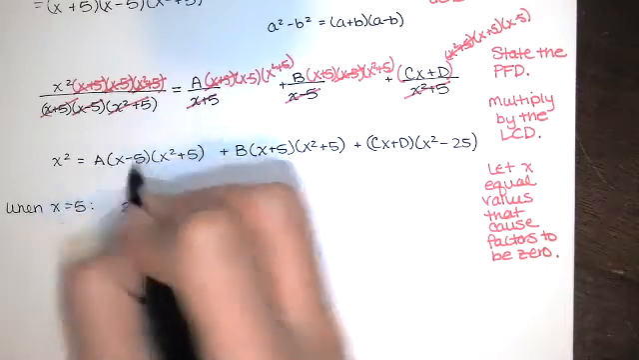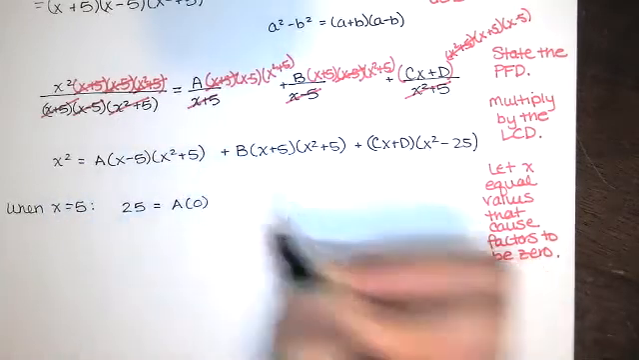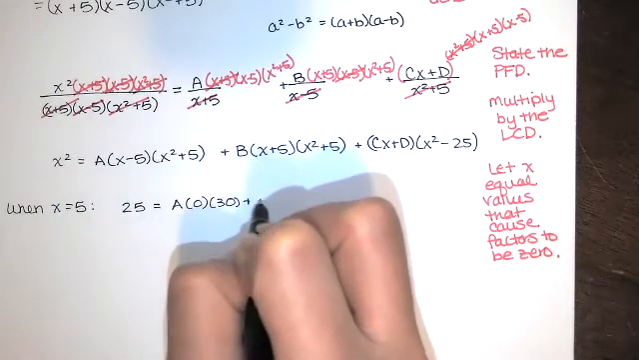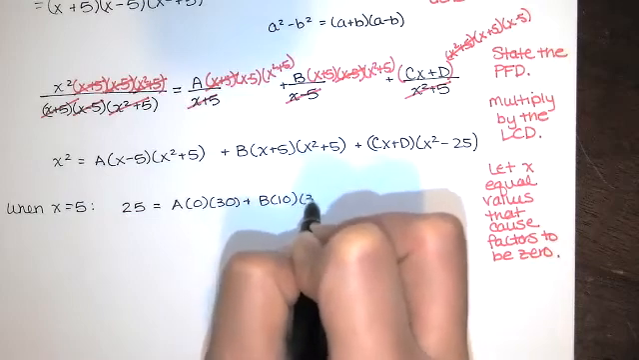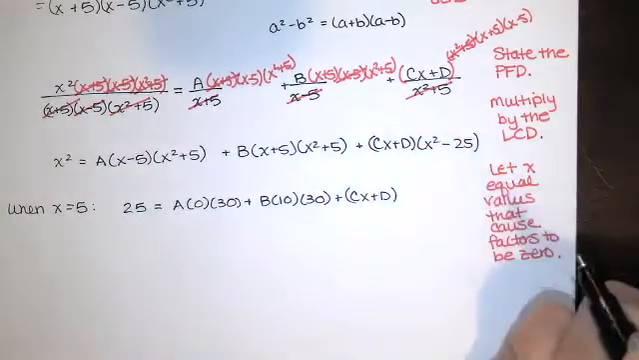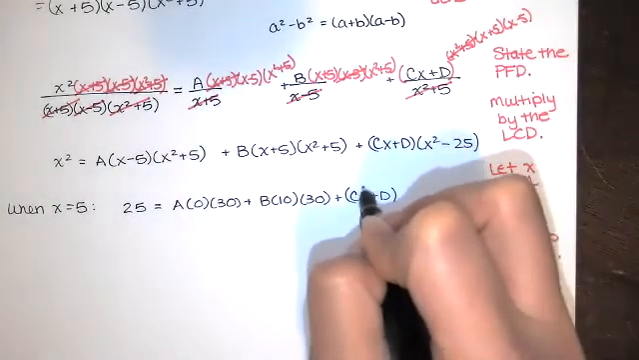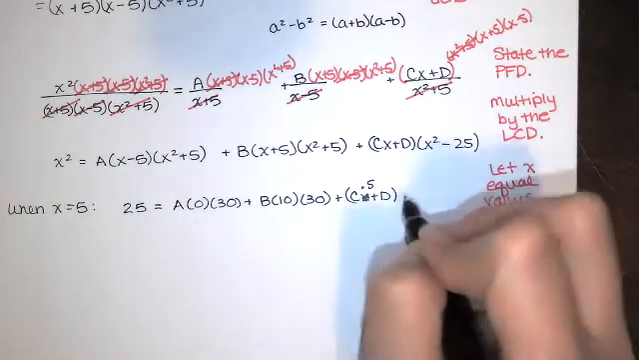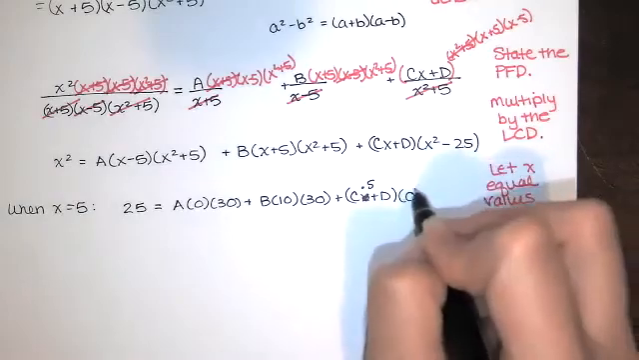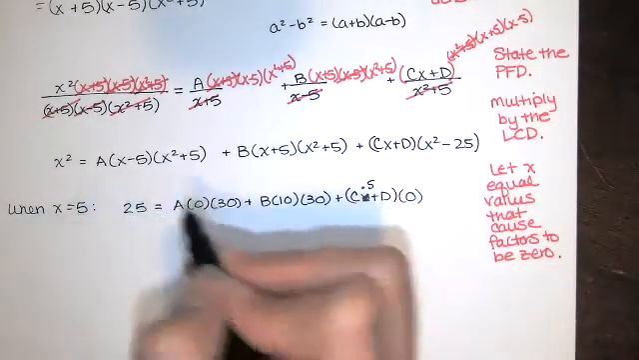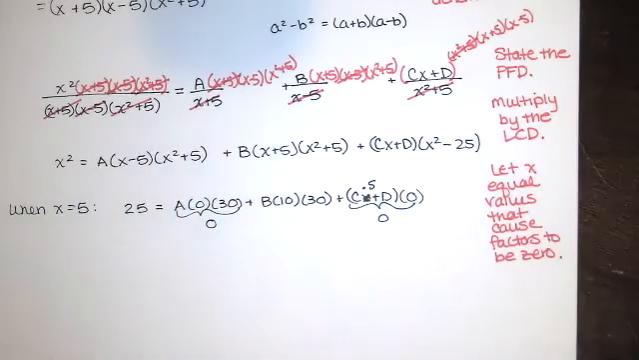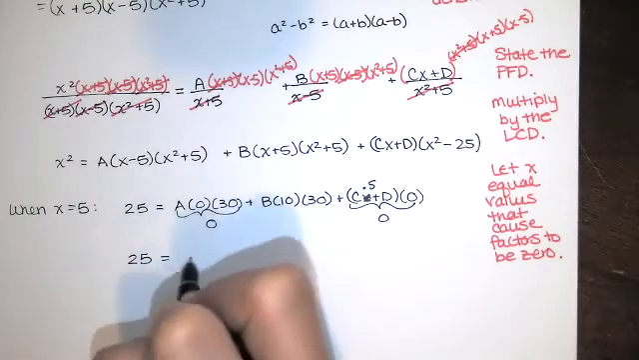And we have a times 0 times 25 plus 5 is 30. And then we're going to have b times 10 times 30. And then we'll have cx plus d. And, oops, it's going to be c times 5 plus d because x equals 5. And then we've got a 5 squared minus 25, which is 25 minus 25, or 0. So because x was equal to 5, this term is gone. And this term is gone because anything times 0 is 0. And we end up with this, 25 equals 300b.